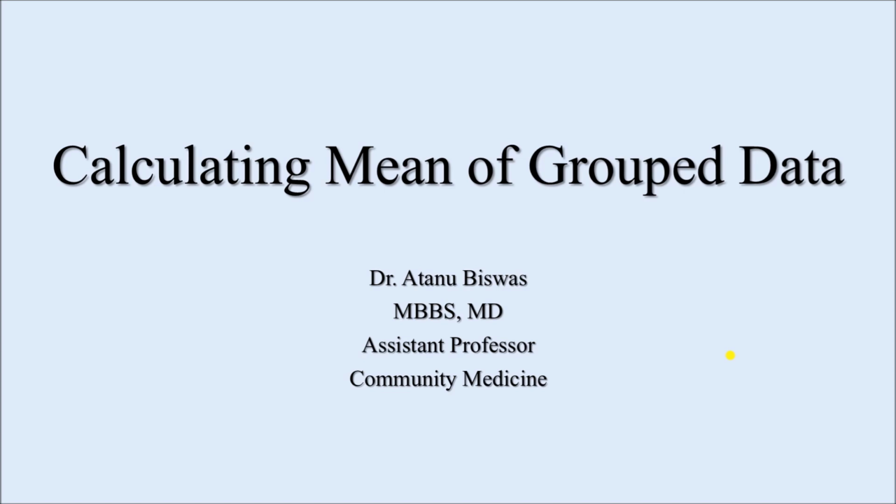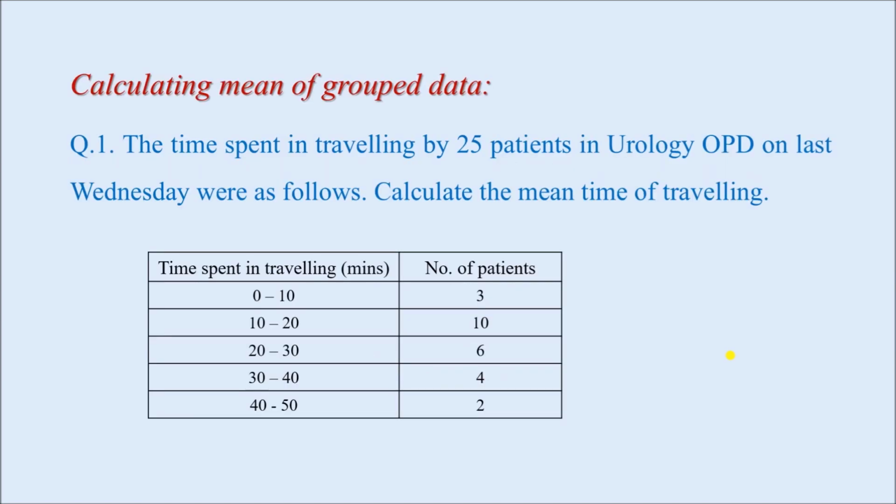In today's video, we shall learn how to calculate mean when we have a grouped data set. Let us start with an example. In the first example, we have a table here. This is the time spent in traveling by 25 patients in urology OPD on last Wednesday, and we need to know what is the mean time of traveling. So, what information can we get from this table?